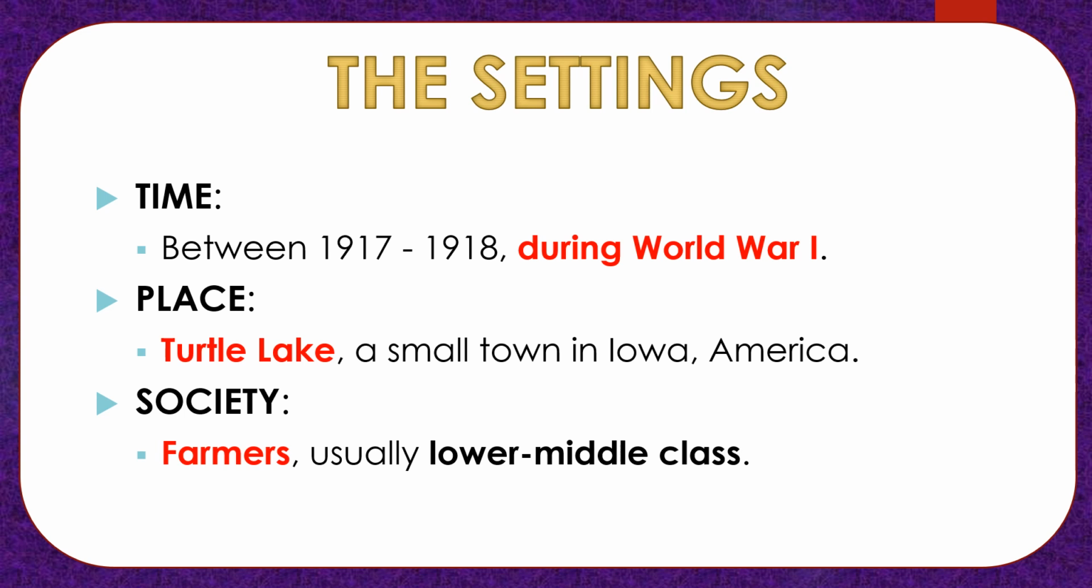And finally, we look at the setting of society. So, people in Turtle Lake, most of them are farmers. And remember, farmers usually come from lower middle class, which means that they are not rich. They are, well, pretty much poor and lacking in education. We will cover this further, don't worry.